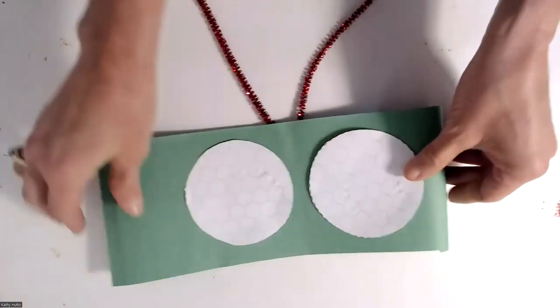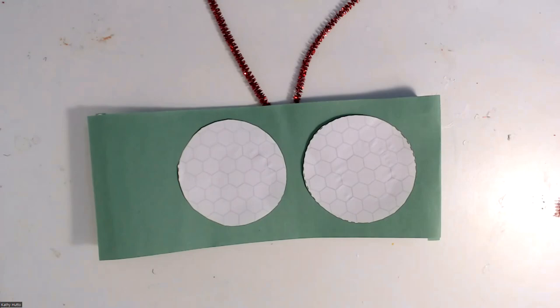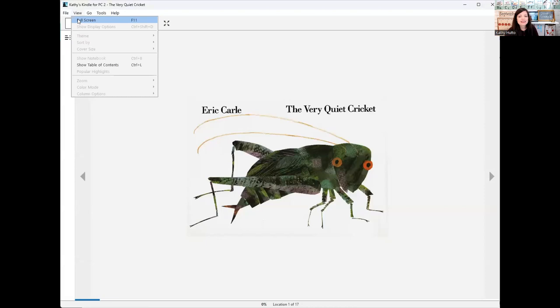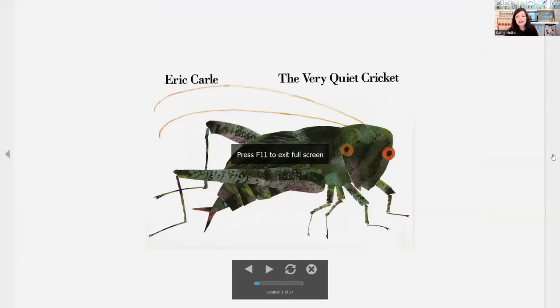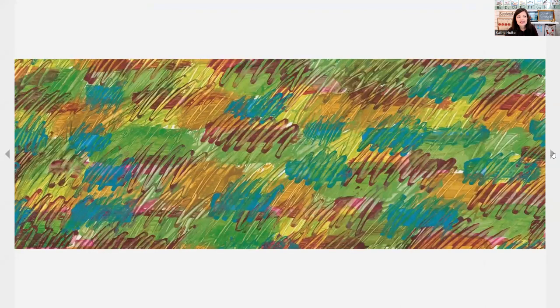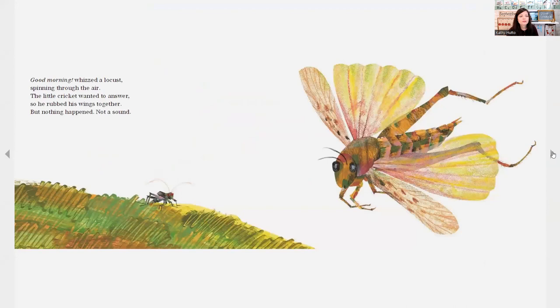Well, we're going to read about a very quiet cricket for our story time. Our book today is called The Very Quiet Cricket by Eric Carle.